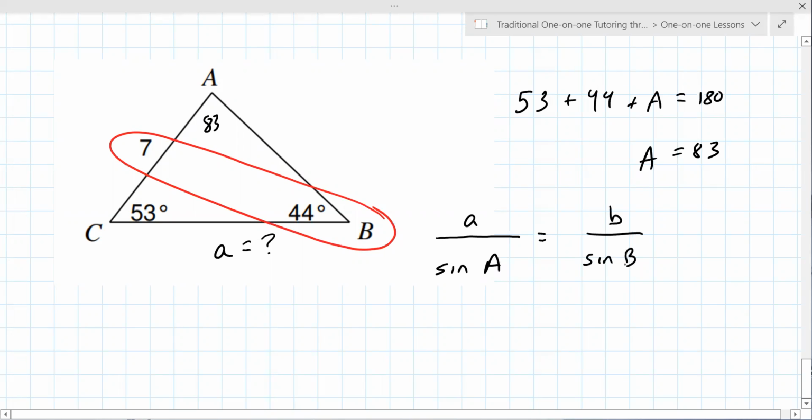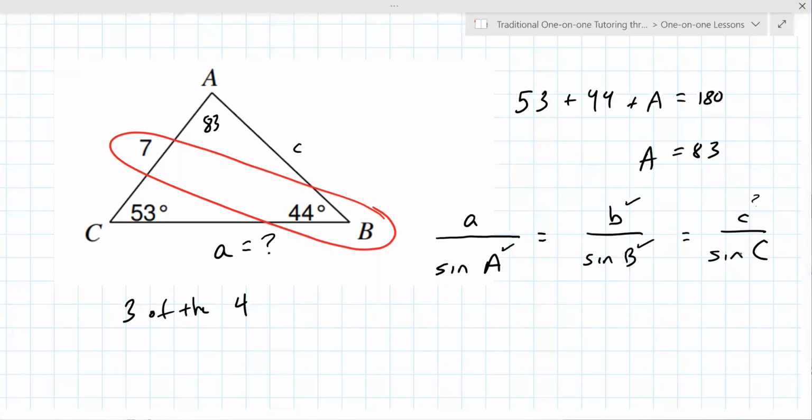So you're supposed to have 3 of the 4. You're supposed to have 3 of the 4 of these things that you write down. You have big A, you have little b, and you have big B. If you don't have 3 of the 4, you can't do this. Because you could write c over sine big C, but you don't know little c. You know big C, but then you have too many unknowns, and you have to do something else. You target the one that you know and use the other things that you know.